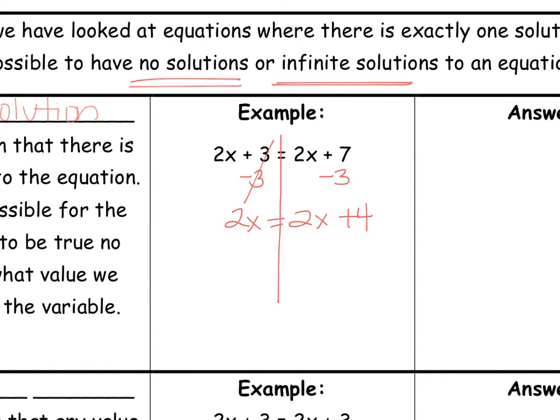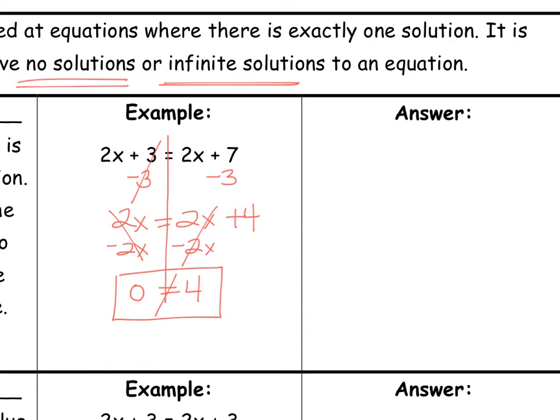So then I need to get rid of the 2x on the right by subtracting 2x from each side. 2x minus 2x is 0. These are going to cancel and I get 0 equals 4. And that is not possible. We cannot have 0 equal to 4. So this is a type of solution that we would call no solution.